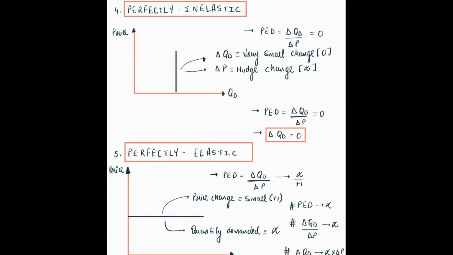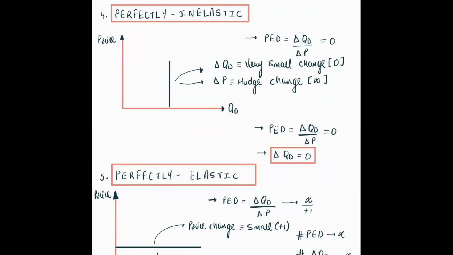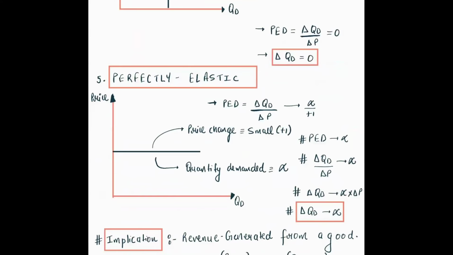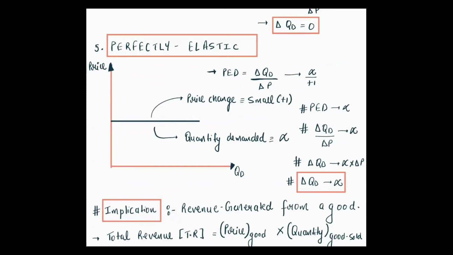Now, perfectly inelastic, right? Like the cancer patient, you should remember. Change in quantity demanded is not responding to whatever change in price. So here PED equal to 0. Perfectly elastic means within a small change in price, quantity demanded is changing drastically, infinite times. You can take the example of airport, right? So here the PED value is infinite.